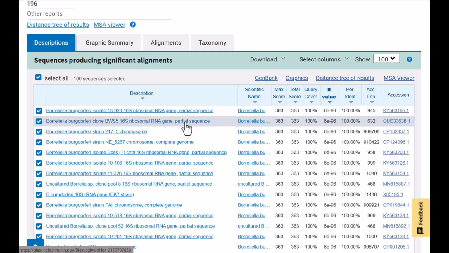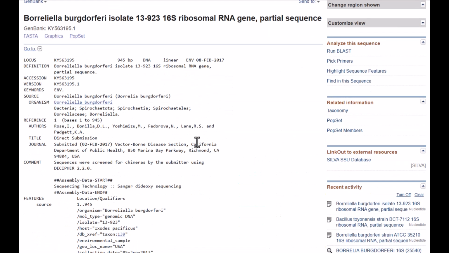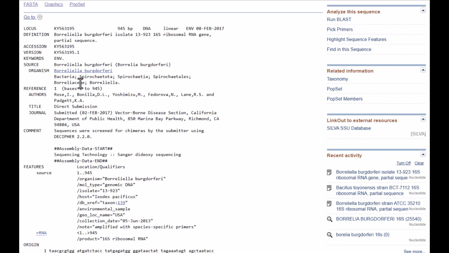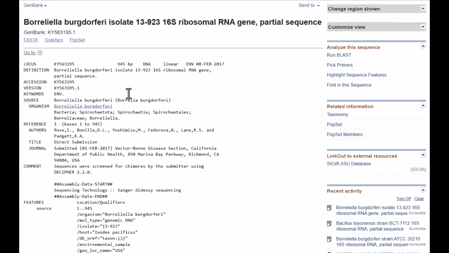Well, for many of you, that probably doesn't mean anything. So let's see what the paper was that submitted the information. All right. Definition, reference. Here is a paper. Vector-borne disease section. All right. That still doesn't help us a lot, right? So we have to do some more research on what Borrelia burgdorferi is.